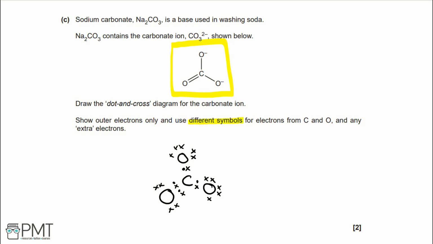And we're told to use different symbols for electrons from carbon and oxygens and any extra electrons. The extra electrons are what create the negative charge, so we could use a square or a rectangle, for example. And finally, we need to put our dot and cross diagram in square brackets with a 2 minus charge to signify that it's an ion we've drawn here. To get the 2 marks for this question, you need to have the correct dot and cross diagram with the correct electrons and different symbols and the 2 minus charge.